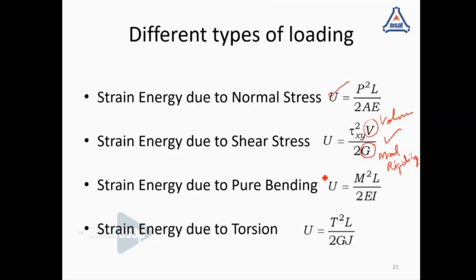Now in the case of bending, here it is M squared. M is the moment which is applied, L is the length of the beam, E is the modulus of elasticity, and I is the moment of inertia. A similar expression you may have studied in your MOS class.